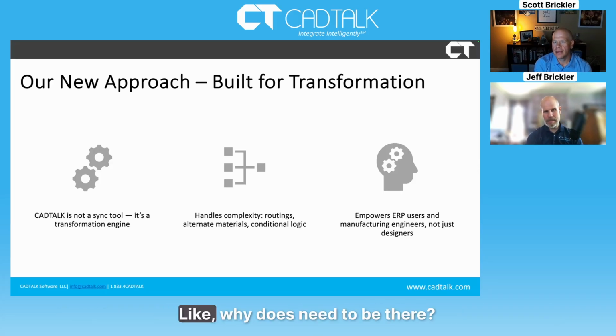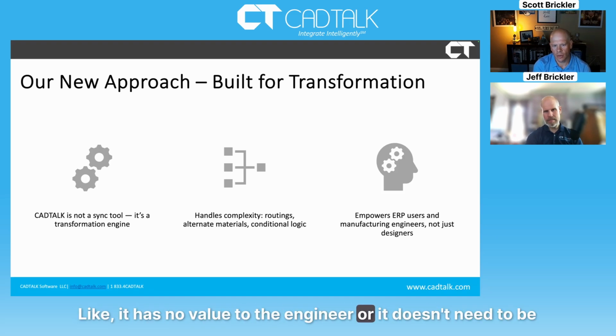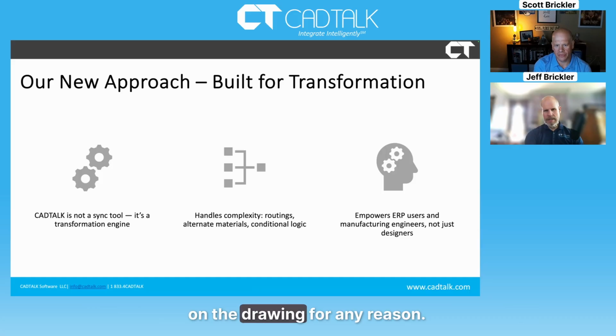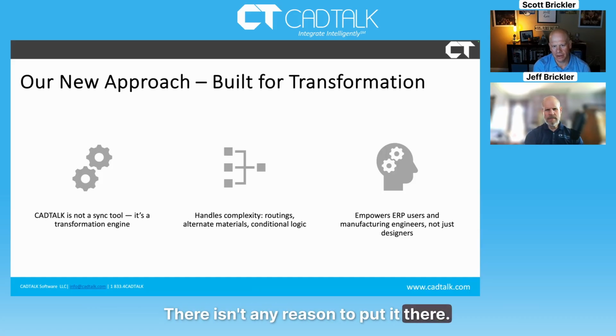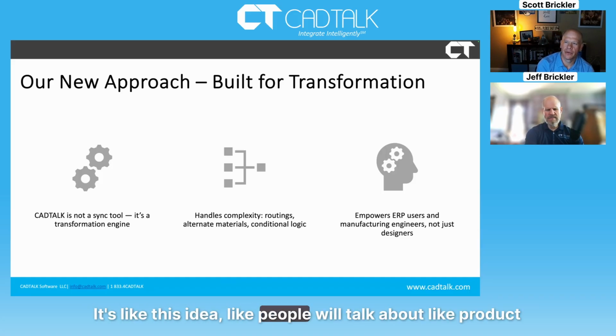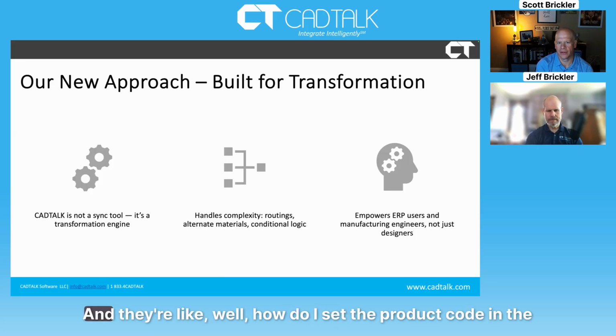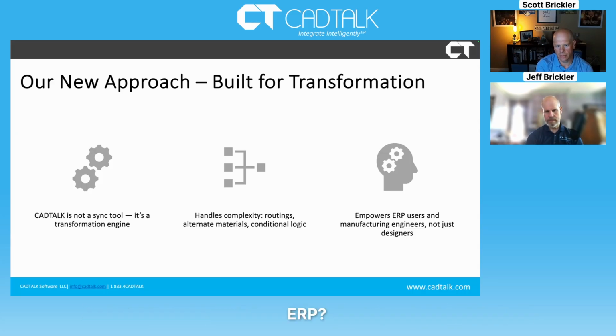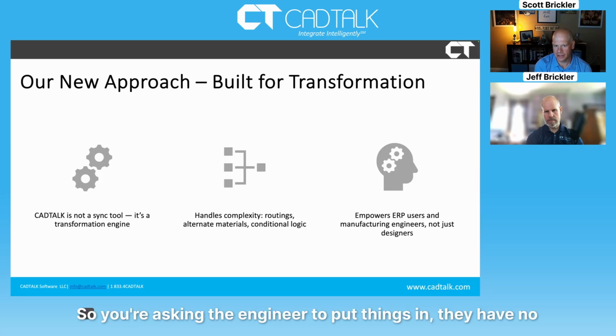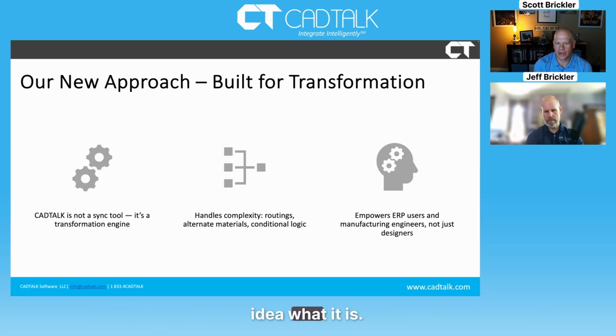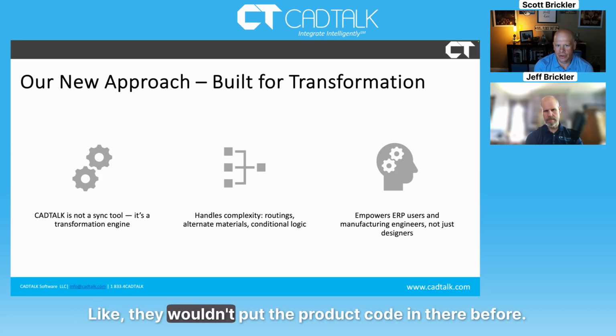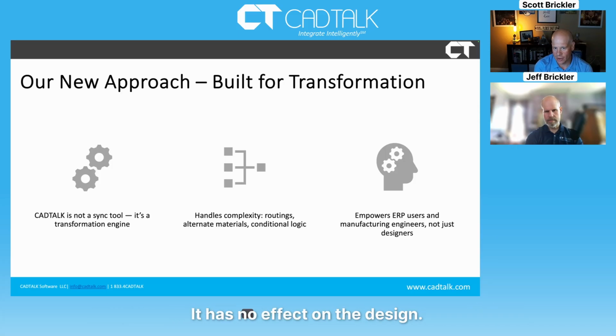Why does it need to be there? If it has no value to the engineer, or doesn't need to be on the drawing for any reason, there isn't any reason to put it there. People will talk about product codes, right? They're like, well, how do I set the product code in the ERP? Why do you put a product code in the CAD? You're asking the engineer to put things in that they have no idea what they are. They weren't going to put the product code in there before. It has no effect on the design. It's something the ERP needs. So why does it need to be in the CAD at all?